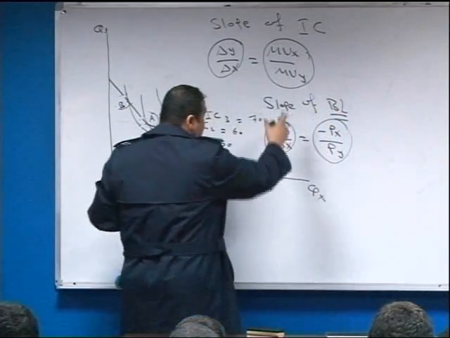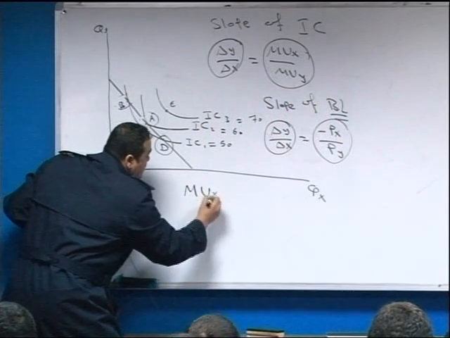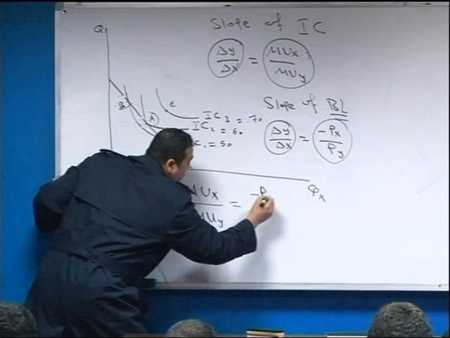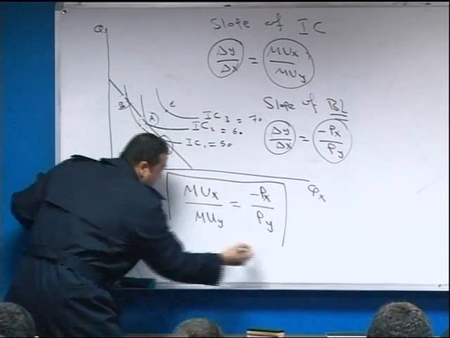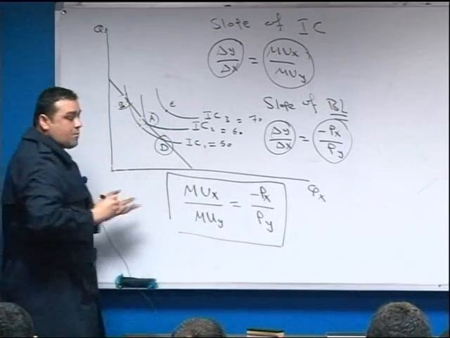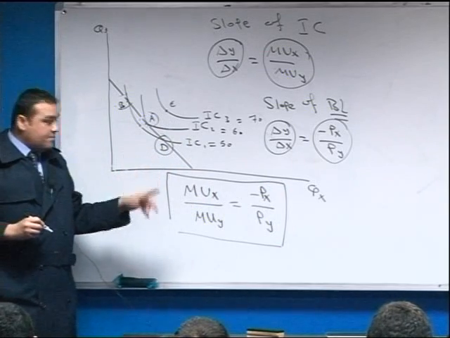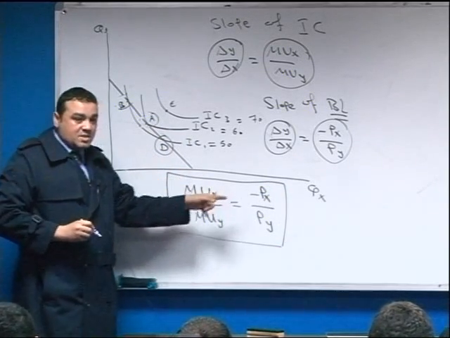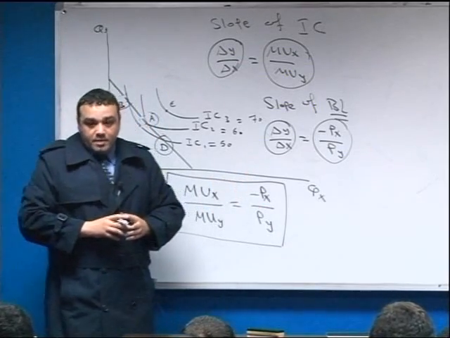So in this case, MUx over MUy equals minus Px over Py. So the consumer equilibrium is achieved when the slope of the indifference curve equals the slope of the budget line, right?